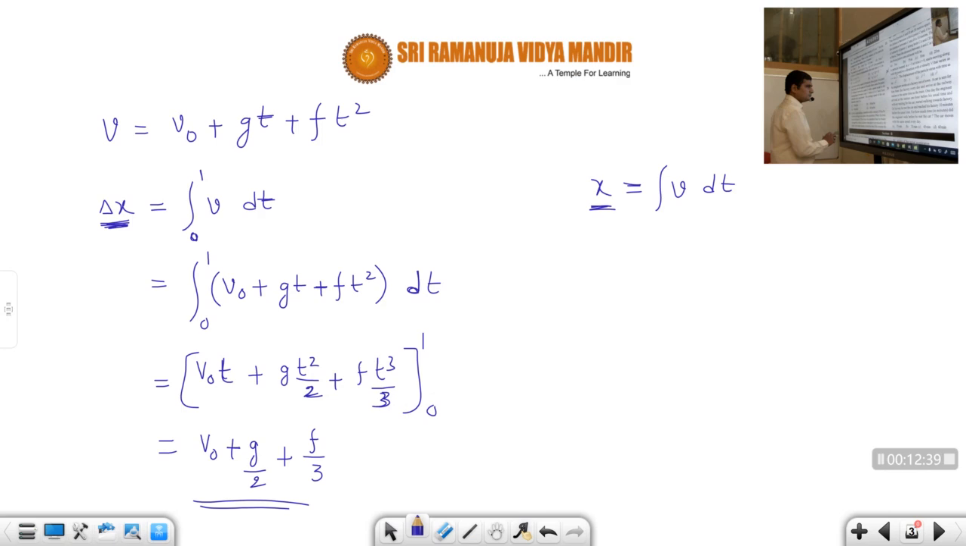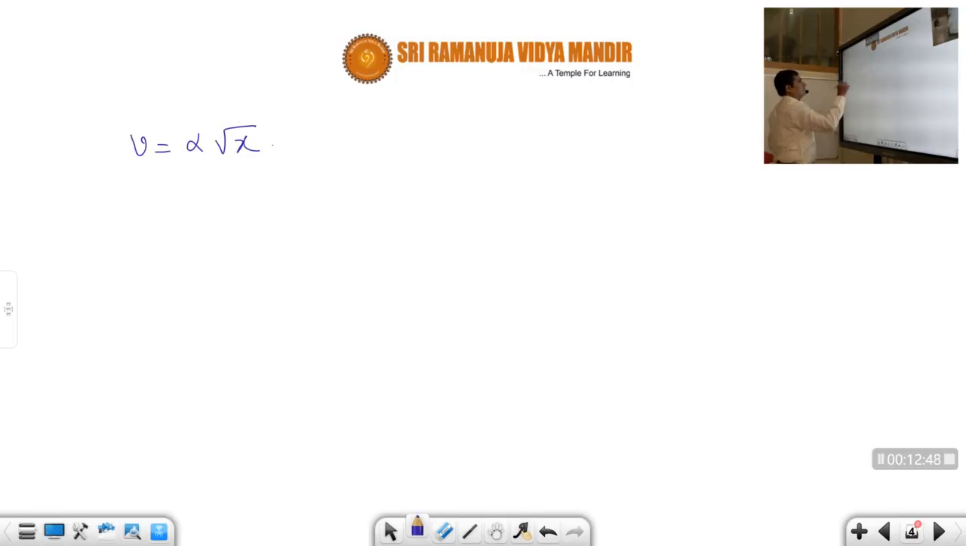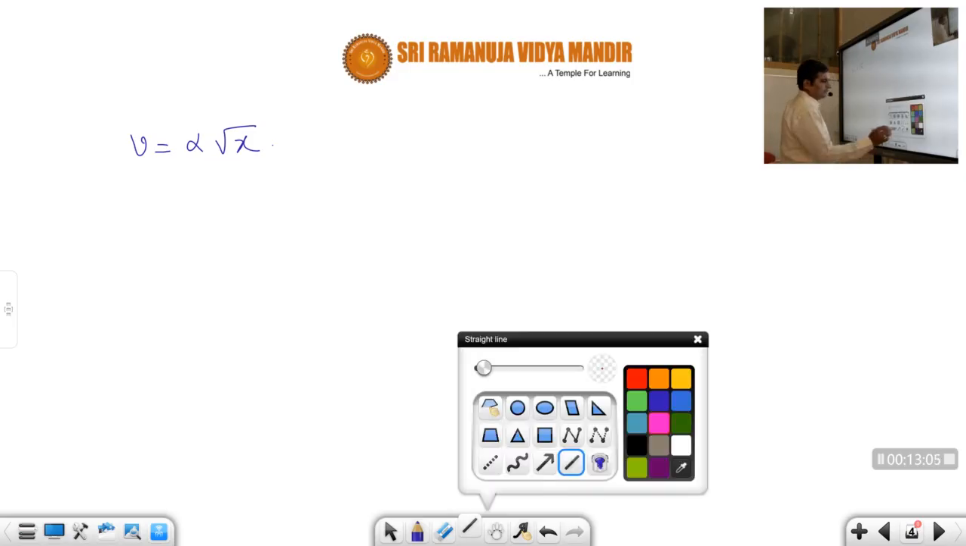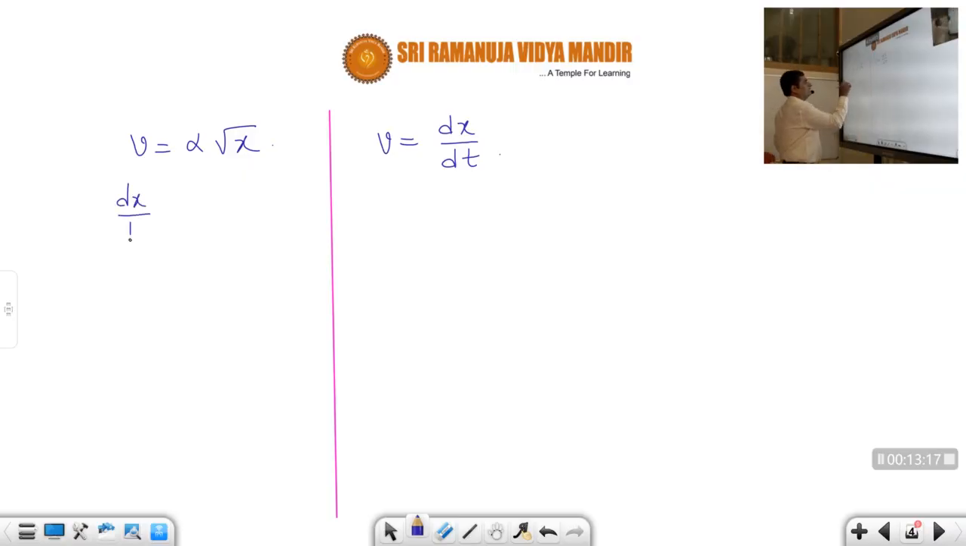V is equal to alpha root x. V is given as alpha times root x, which is not a function of time t, students. It is a function of x. Now if you want to calculate position or displacement from velocity, what do you have to do, students? Integration. But here the way we integrate is slightly different. We know the formula for velocity: v is equal to dx by dt. So we can write dx by dt is equal to alpha times root x.